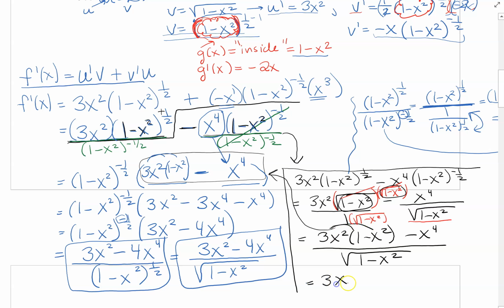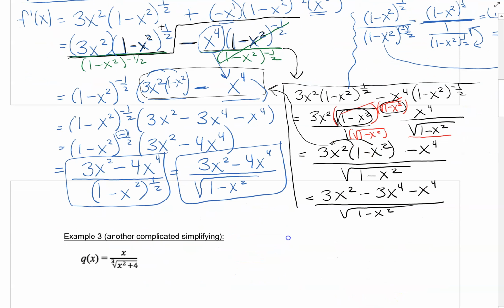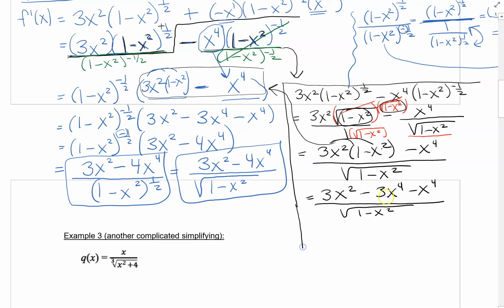Distribute the 3x squared to the 1 minus x squared. That's all over the square root of 1 minus x squared. And then just simplify those like terms in the numerator: 3x squared minus 4x to the 4th, all over the square root of 1 minus x squared.